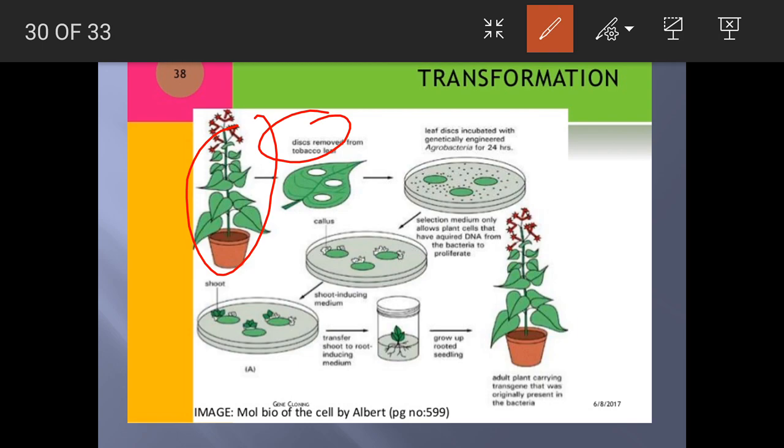We need to go for the important step called co-cultivation. Co-cultivation means what is done in a test tube. In a tube you need to take the bacterium called Agrobacterium, which has your desired gene. Along with that Agrobacterium suspension, you add the discs of the leaves, and you call this step the co-cultivation.